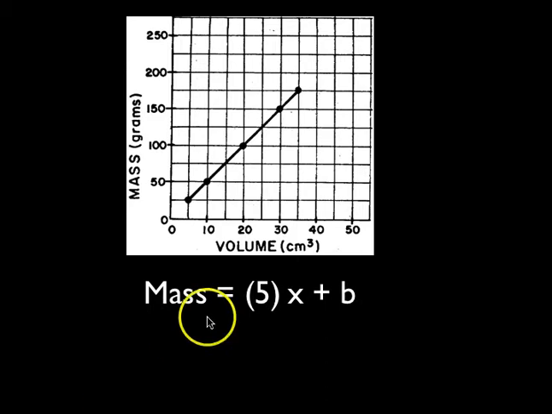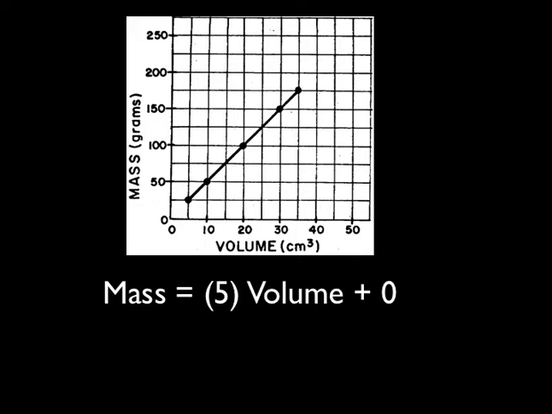X, on this graph, x represents the volume, because that's what we're measuring along the x-axis. So our equation has now become mass equals 5 times volume plus, and now there's the b out here. What does that mean? The b is the y-intercept, so that's the place where this line crosses the y-axis. And if we can extend that out, imagine drawing this line, you could see that it crosses the y-axis at 0.